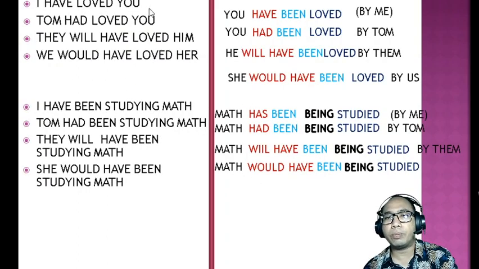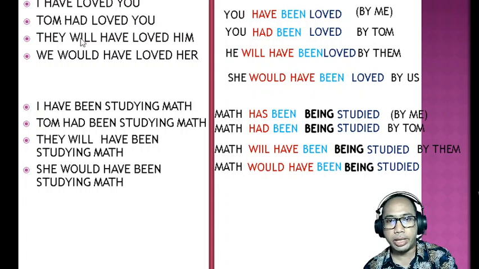Okay. This is called perfect form. This is called perfect continuous form. Present perfect: "I have loved you" becomes "You have been loved by me." After the subject comes have, and then been, and then verb 3. For the perfect, in the middle there is been. Tom had loved you. You had been loved by Tom.